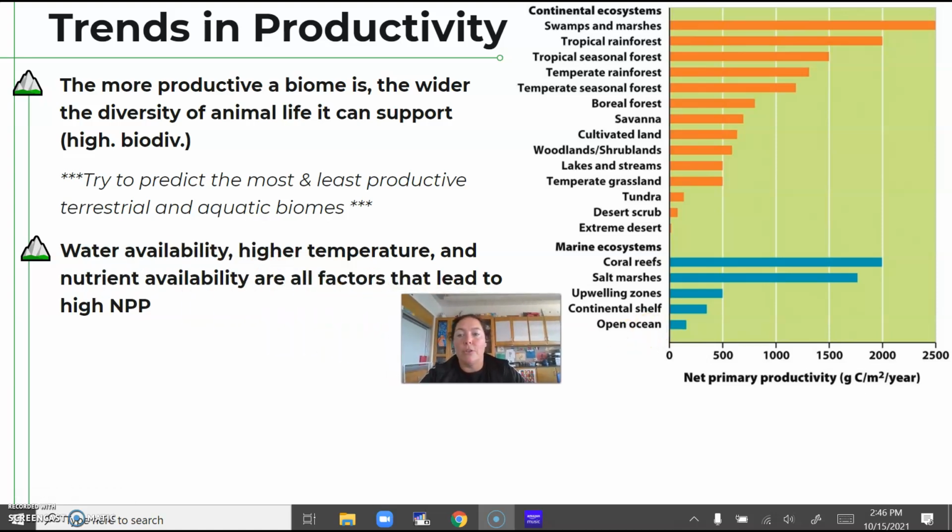Remember the limiting factors, the availability of water, the temperature, the nutrients, those are all things that lead to high productivity.